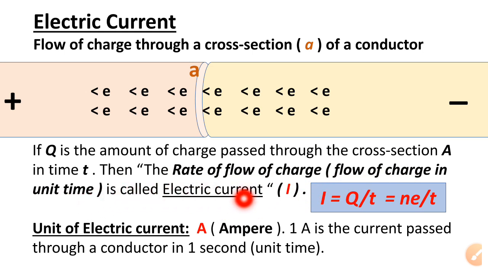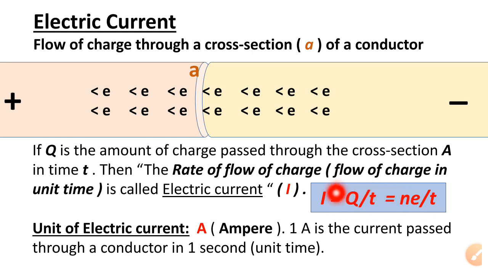But this can also be written here. You can see Q can be written as n into e, the number of electrons into the electronic charge. Here e means electronic charge, divided by time. So I equals n e by t, this is also a formula. In this way we define the electric current as the rate of flow of charge, or the flow of charge in unit time.